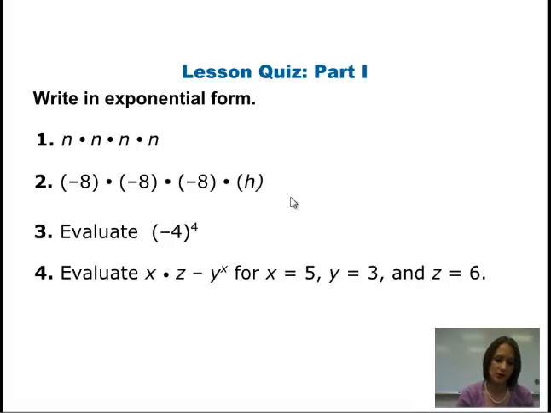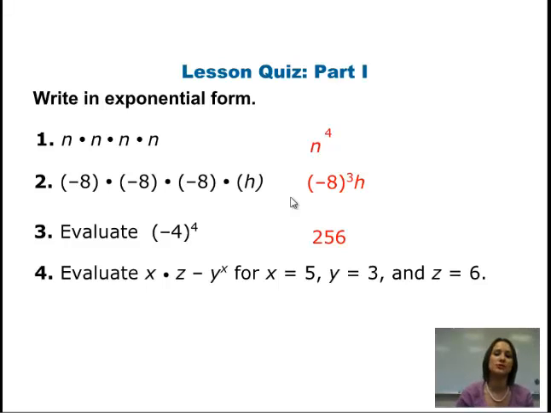So now that you've completed your lesson quiz, I'm hoping that you did a great job. On the first one, you should have got into the 4th power, because whenever you count the factors, there are 4 of them. On negative 8, there are 3 of them, and h is a different base. So I write it as negative 8 to the 3rd power times h. Evaluating negative 4 to the 4th, it was negative 4 times negative 4 times negative 4 times negative 4. Your negative is inside the parentheses, so it's like it's trapped. You should have gotten 256.